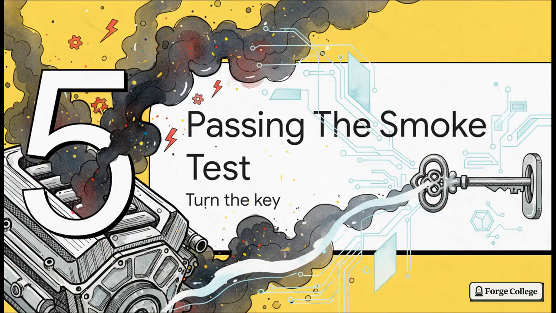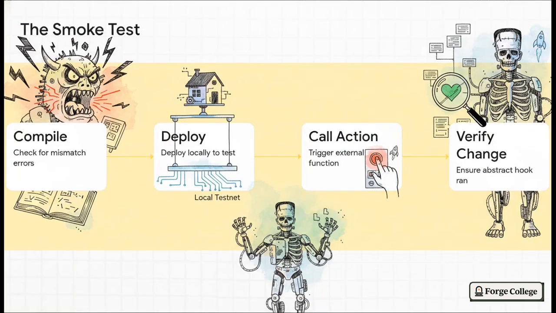Which brings us to Section 5, passing the smoke test. It's time to turn the key. Passing the smoke test to see if our code breathes fire is a strict 4-step process. First up, compile. The compiler will absolutely yell at you, and honestly, rightfully so, if your concrete contract forgot to implement a required abstract function or if there's an interface mismatch.